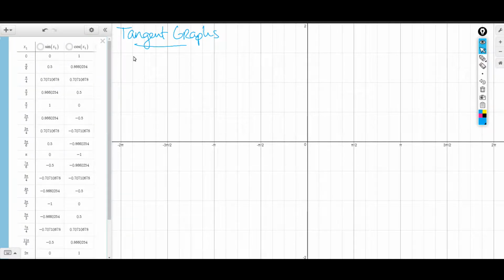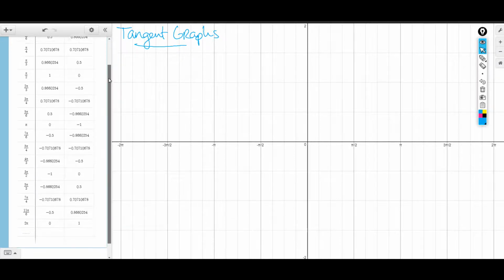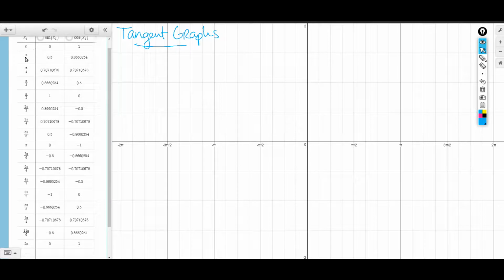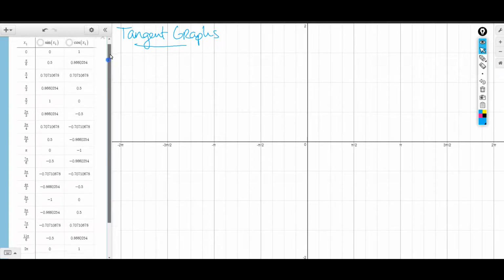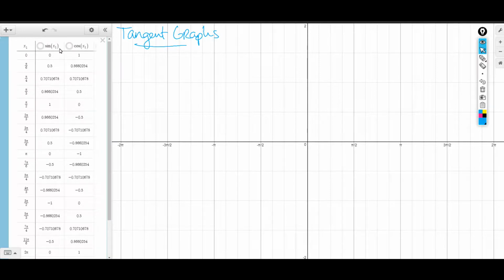This video is going to cover the topic of tangent graphs and then cotangent graphs. Now, the first thing I have for you to try and get us along the right track is the table that we started off with for sine and cosine. I just used all the angle values from the unit circle, and I have sine of those values and cosine of those values.